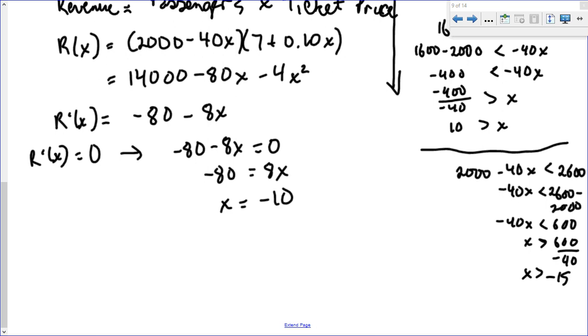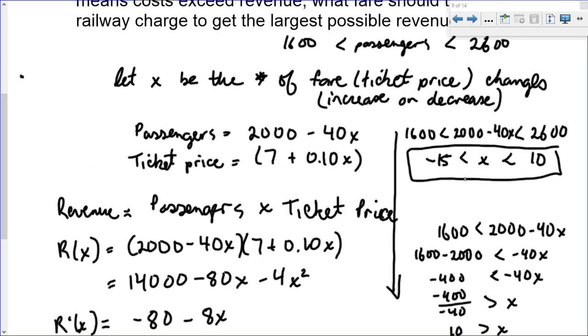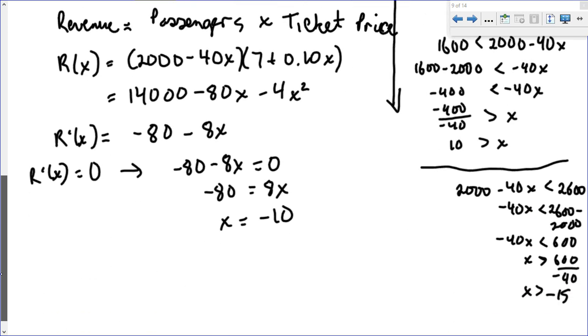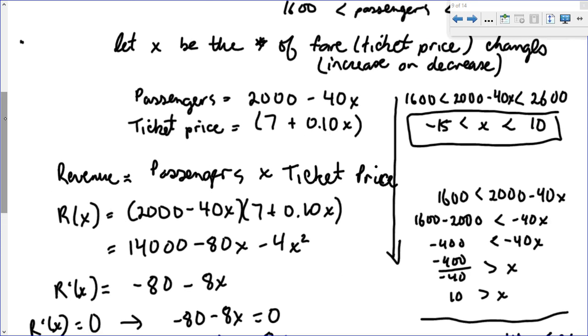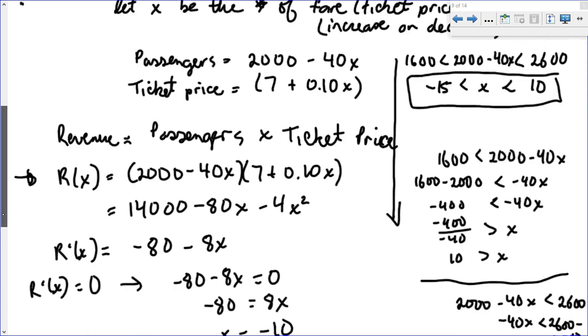And it looks like I have negative 10. So I have negative 10, and that represents decreases of 10. So, does that fit in my boundary? Absolutely it does. Negative 10 is in this area here. So good. So I'm just going to do an endpoint check. I want to check my revenue at negative 15, my first endpoint. I want to check my revenue at negative 10, and I want to check my revenue at positive 10, and just confirm what these are. Now I'm going to use my revenue function right here. That's easy to do.